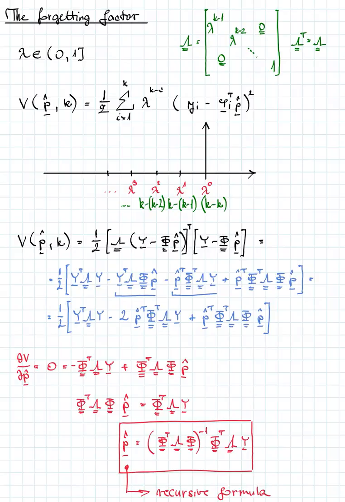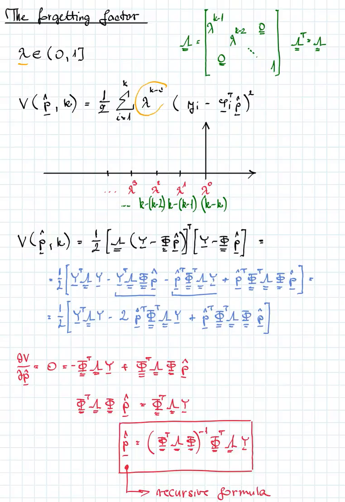Before studying the recursive parameter estimation algorithm, it's a good idea to take a look at the forgetting factor. The forgetting factor is a parameter denoted by lambda, and the value of lambda is between 0 and 1. It should not have the value of 0, but it can be equal to 1, so lambda is somewhere between 0 and 1.